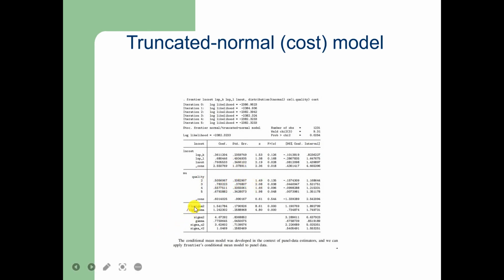And finally, we have these parameters as explained earlier. The conditional mean model is developed in the context of panel data estimators, and we can apply Frontier's conditional mean model to panel data also. So this is a detailed discussion and explanation of the stochastic frontier cost models involving OLS, half normal, exponential model, and truncated normal model for the cost also, and then models with heteroscedasticity and their interpretation.